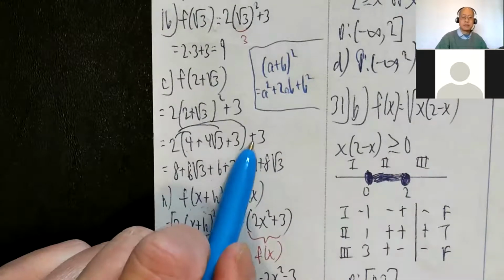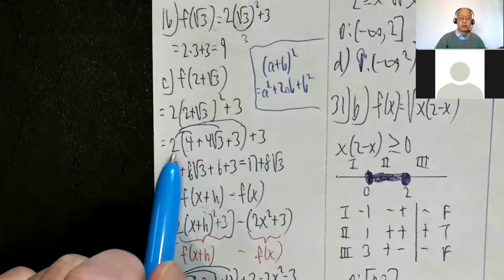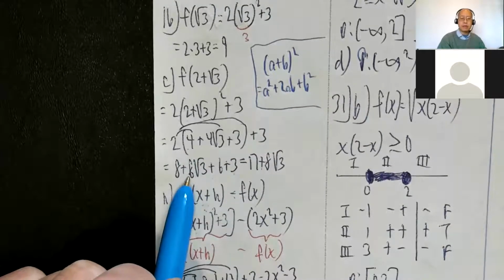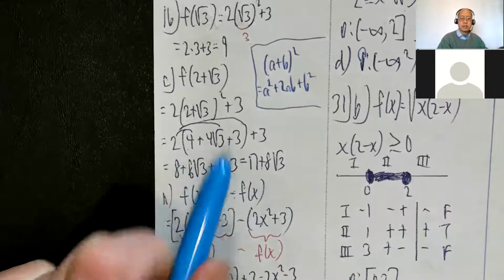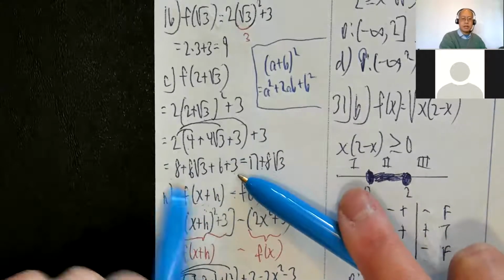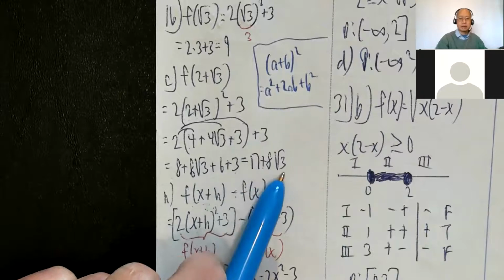So now it's just some touch up. I distributed the 2. 2 times 4 is 8. 2 times 4 radical 3 is 8 radical 3. 2 times 3 is 6. And then I still have a 3. So 8 plus 6 plus 3 is 17. 17 plus 8 radical 3.